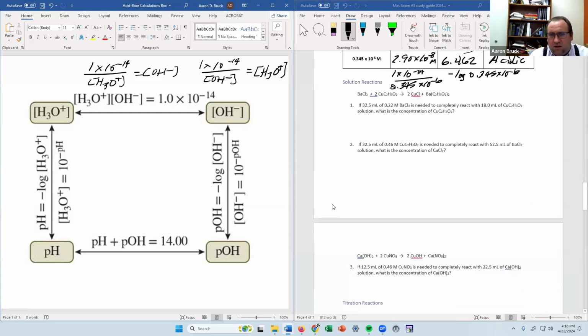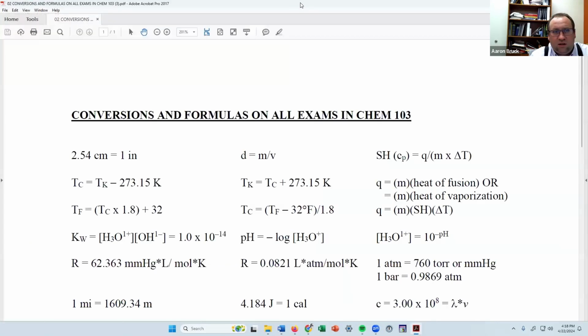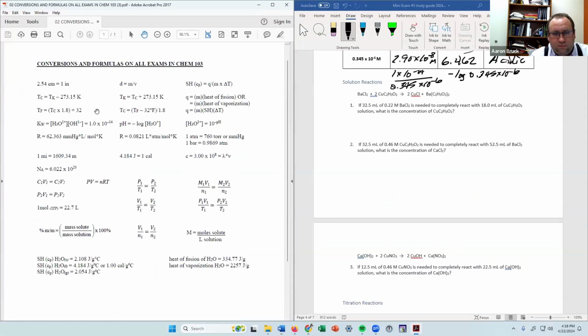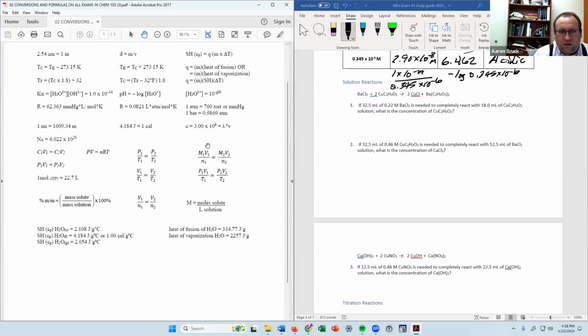Okay, so let's look at some other related calculations. All of these follow a very similar pattern to what you're going to see on the exam. These are all basically titration reactions. So if I am looking at my equation sheet, I need to pick up on this equation right here, the titration equation, because it gives me exactly what I need and allows me to solve.